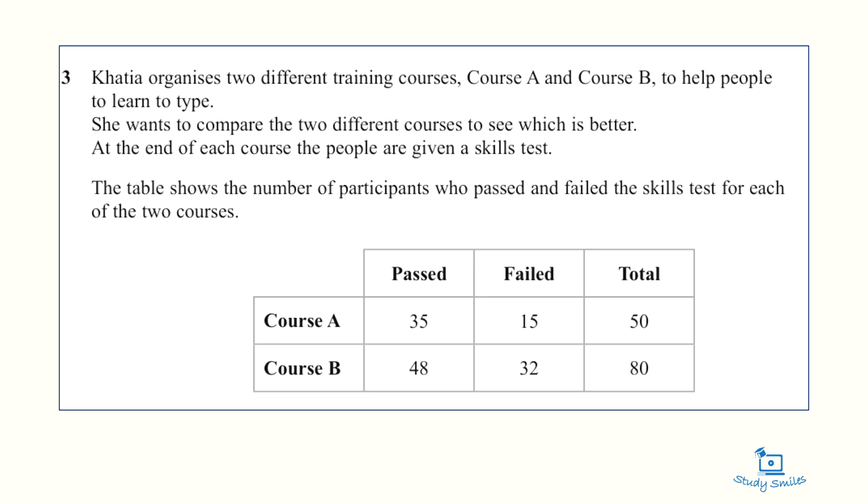Katia organises two different training courses, Course A and Course B, to help people to learn to type. She wants to compare the two different courses to see which is better. At the end of each course, people are given a skills test. The table shows the number of participants who passed and failed the skills test for each of the two courses. And then we have a table showing the number of those who passed and failed for both Course A and Course B.